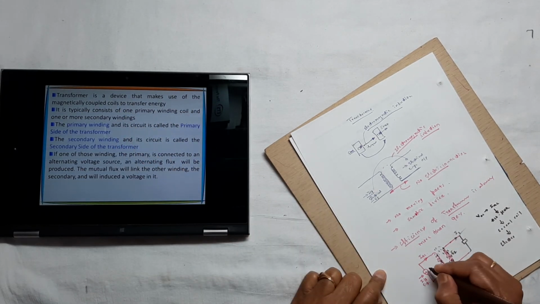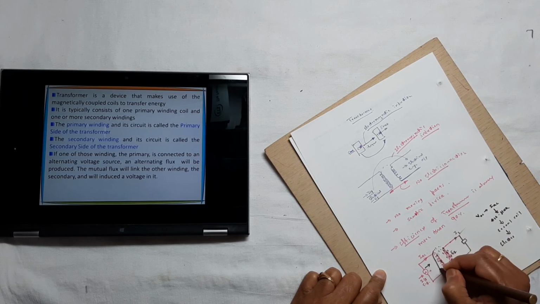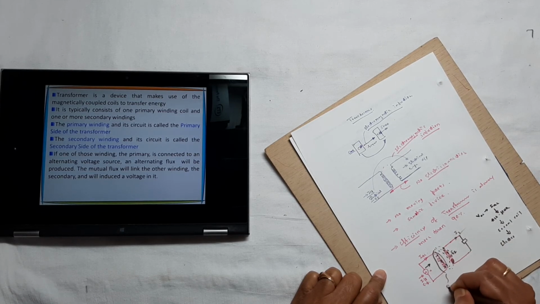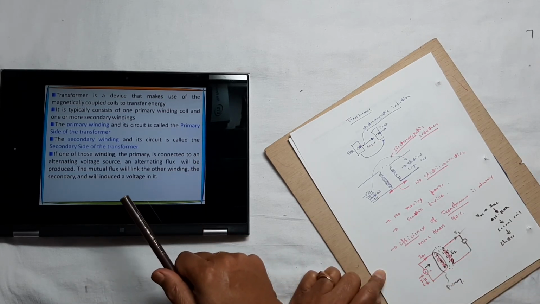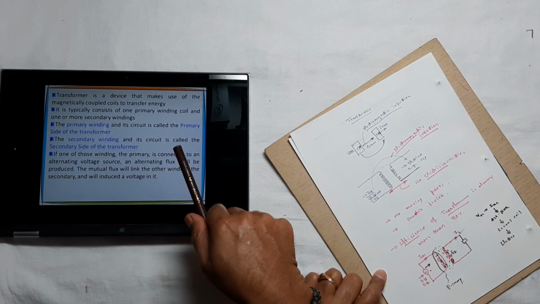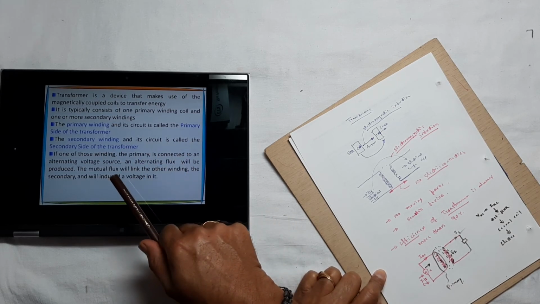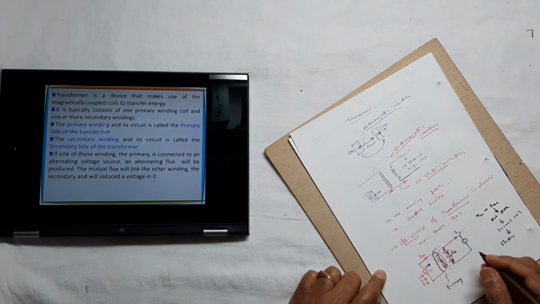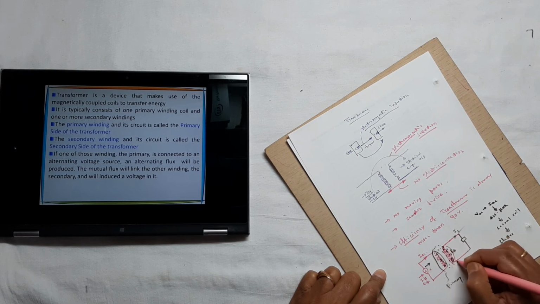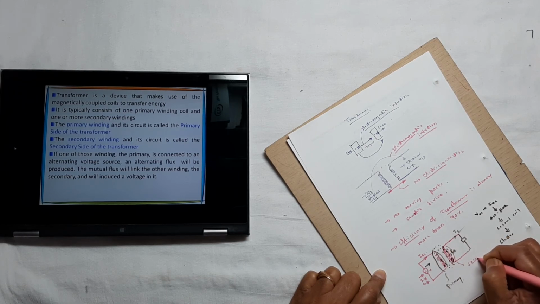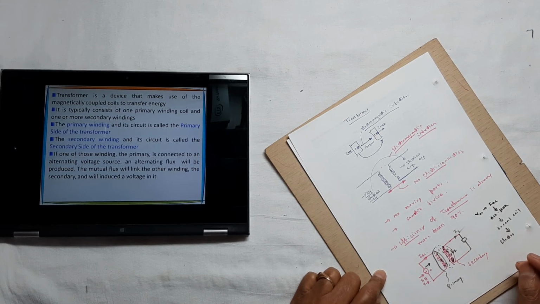That is where we are inputting the electrical energy. This coil is called the primary winding, and it is called the primary side of the transformer. The secondary winding and its circuit is called the secondary side of the transformer, where you are trapping the electrical energy, where the voltage is induced because of the primary. This is what we call the secondary winding, where we connect the load.